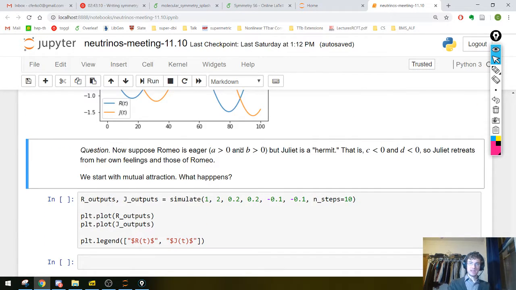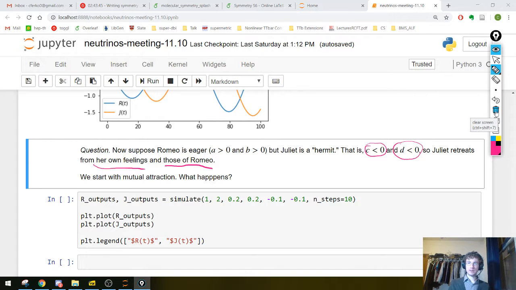Say Romeo is eager, so he responds positively to both his own feelings and hers. But Juliet has a personality which I describe as hermit. What is hermit? Hermit means that both C and D are negative. So Juliet retreats. She likes Romeo less, both if she likes him and if he likes her. So Juliet runs away from positive feelings. But of course, if these are negative, then it's reversed, and she'll come back and start liking him. So Juliet just does the opposite of what she wants and what Romeo wants, which is very counterintuitive.